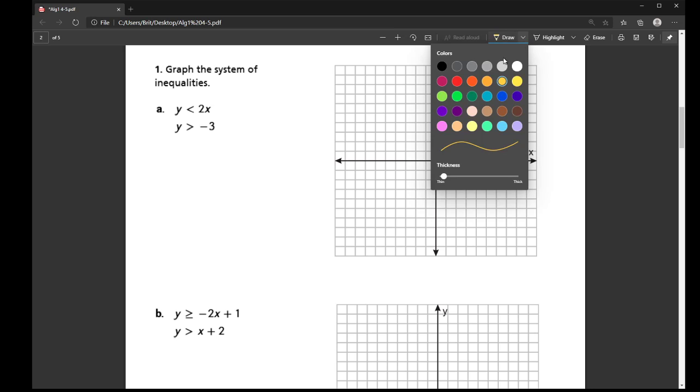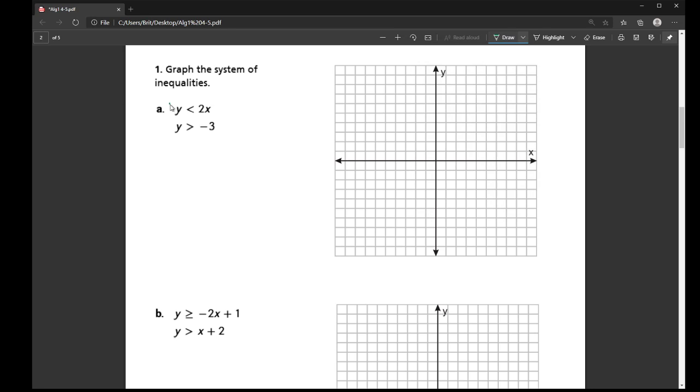Alright, so let's go ahead and do another one. I'll do this top one in green. It says y is less than 2x. So the y-intercept is 0 because there's 0 being added on here. And then my slope of 2 says that I rise by 2 and run by 1.